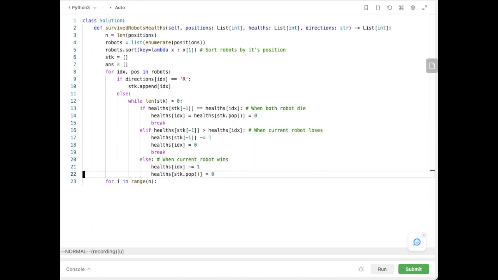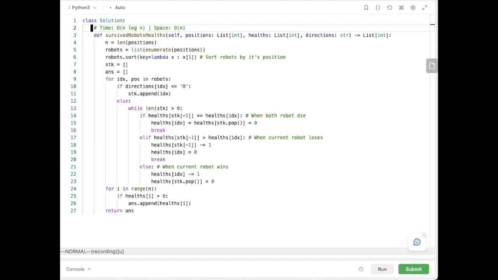So now that we have considered all the health and made the adjustment of the health if necessary, on line 23 we're just going to visit the original order. So if the health of this one after all this collision is still greater than 0, then we're going to append the health of this robot into our answer. And eventually we're just going to return the answer.